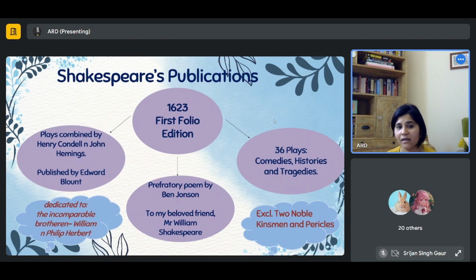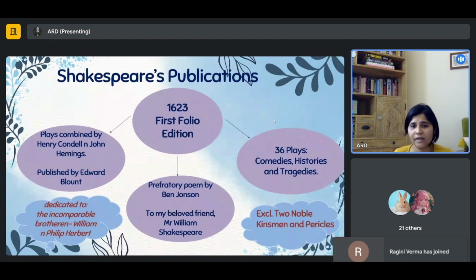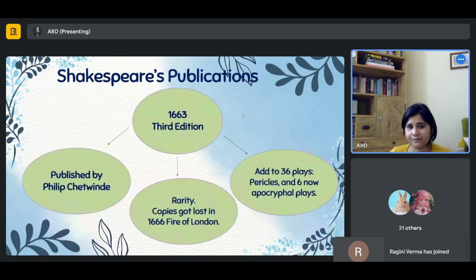Okay? So related with that slide, the publication was dedicated to the incomparable brethren, William and Philip Herbert. 2 very important plays, The Two Noble Kinsmen, and Pericles, Prince of Tyre. The Tyre Prince, something like that is its name, right? Pericles complete. So that was excluded from this folio edition.